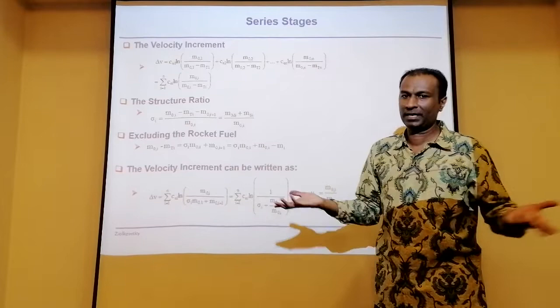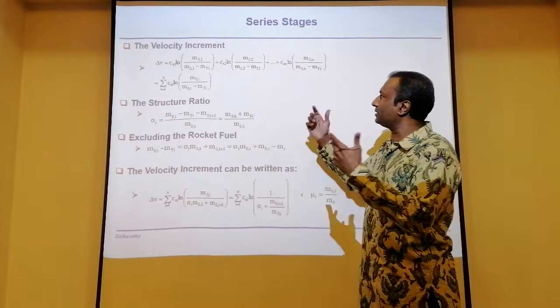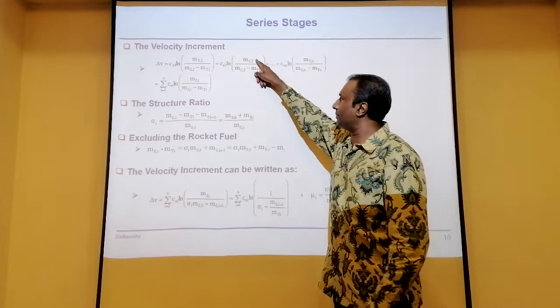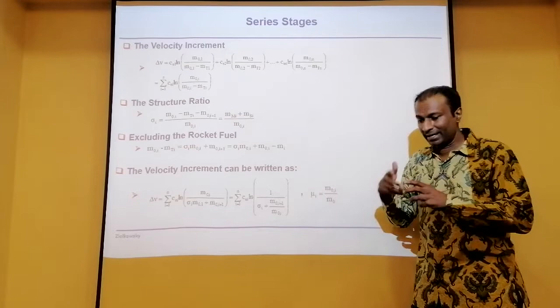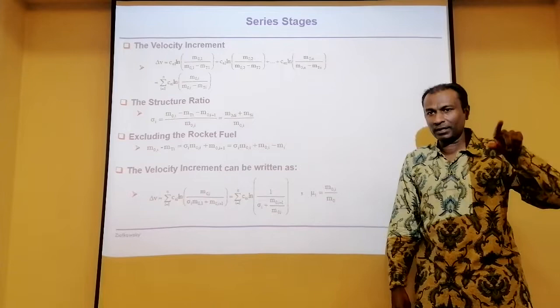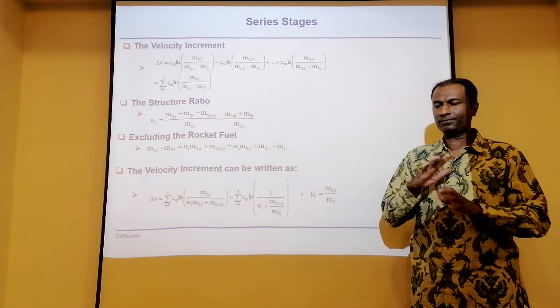Delta v2. What is the start mass for delta v2? Second stage, start mass of stage 2, then for that stage, minus the fuel. Done. Stage 3. What is the start mass of stage 3? Minus the fuel. And so if you have three stages, you have delta v total equals delta v1 plus delta v2 plus delta v3. That is what is written here.